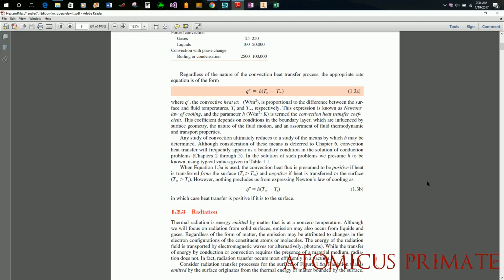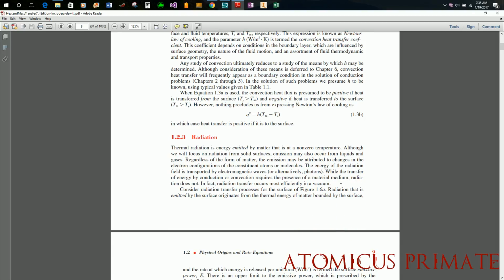However, nothing precludes us from expressing Newton's law of cooling as q double prime equals h times (T infinity minus T sub s), which is just the negative of the one above. Okay, let's just stick with one. You should be able to see it's positive if this is greater than that, so the T away minus the T of the surface. If the T away is greater, then heat is transferred from away to the surface, and that's how we know it's positive.